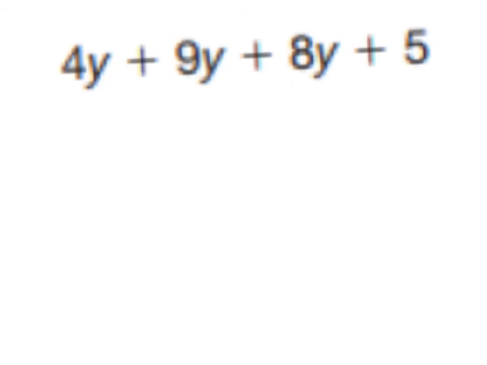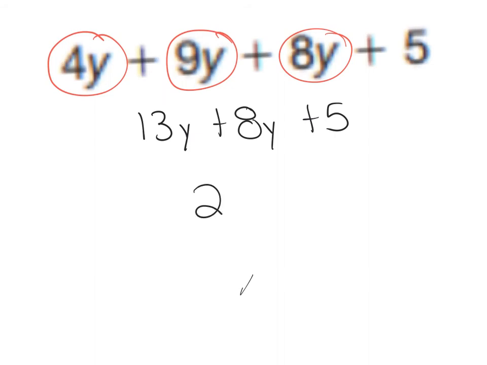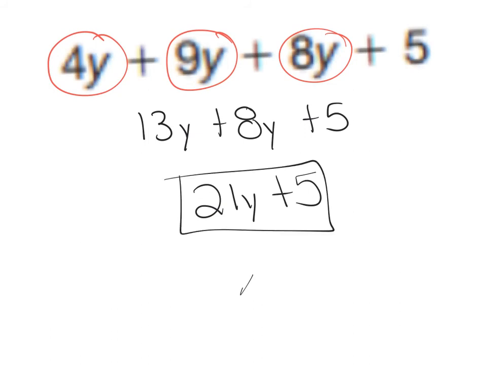So if I'm looking at this first one, this 4y has a y, this 9y has a y, and this 8y has a y. And the 5 does not, so it is separate. So if you did 4y plus 9y, that's 13y. So I have 13y plus 8y plus 5, and then 13y plus 8y gives me 21y plus 5. And this is your answer. You cannot combine variables with coefficients with no variables. Those are not the same thing.